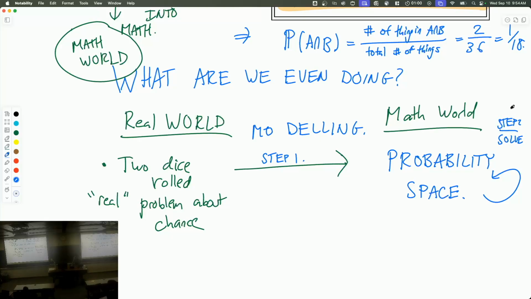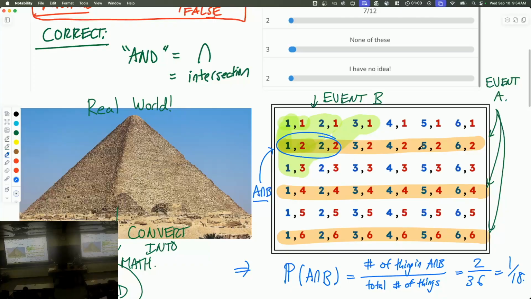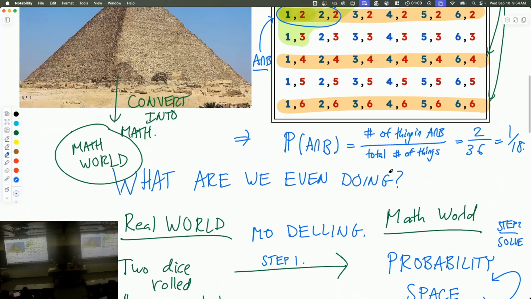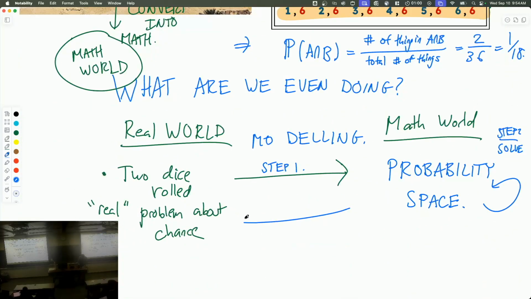And that is exactly what we just did. So in the example we just did, step one was converting it into this grid, a problem about two dice, convert it into this grid. Step two was you think about events and intersections and things like that. You solve the problem in the probability space. And then step three is like you interpret back into the real world. So step three, interpret.